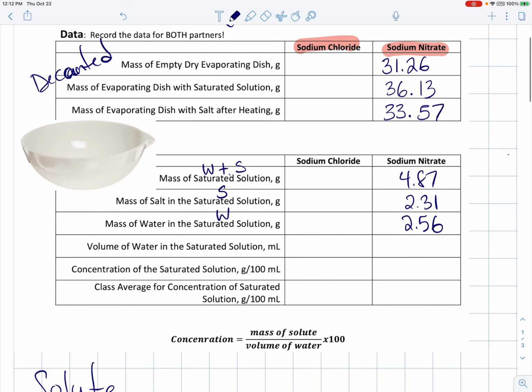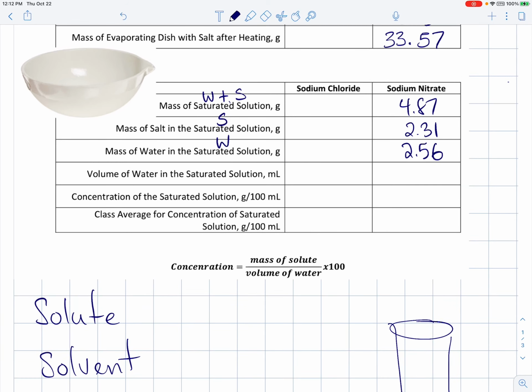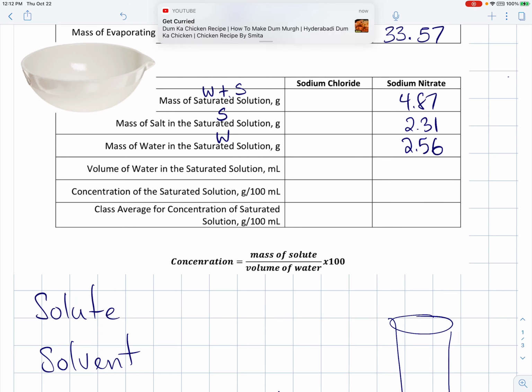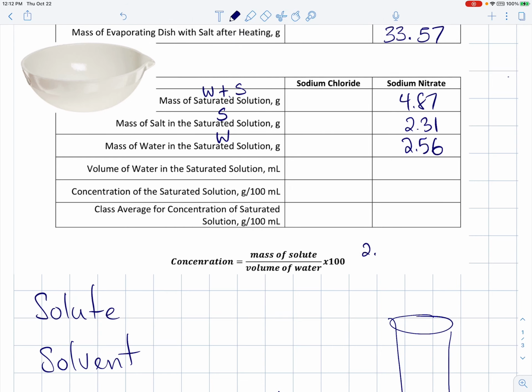Now we have the mass of the water, we need its volume. We did this in our last unit, so we could just set up a unit multiplier. I'll take 2.56 grams of water, and I can get rid of grams, and I can switch to milliliters of water. Of course, this is a density calculation, so you look up the density of water, 1.00 grams per milliliter at room temperature, and so 2.56 divided by 1, it's the same number, 2.56 milliliters of water.